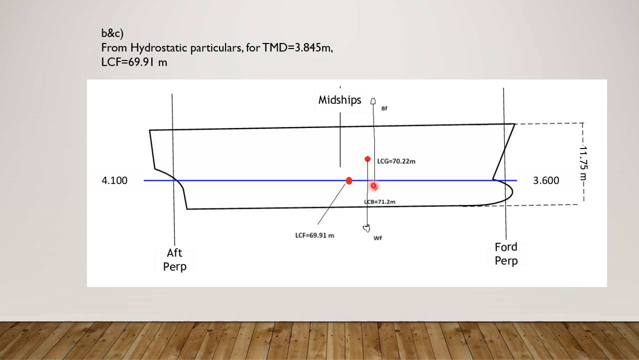And the next one is part C. Part C wants us to calculate the LCF and indicate it on the worksheet. So LCF, with the help of true mean draft, we need to go to hydrostatic particulars and interpolate and find out the LCF. So LCF is 69.91 meter, and we have indicated it with this dot here. So that's LCF is 69.91 meters. So that's question number 2.